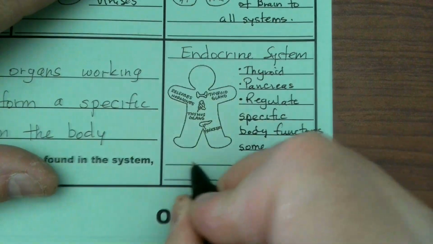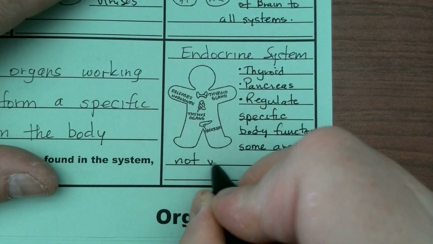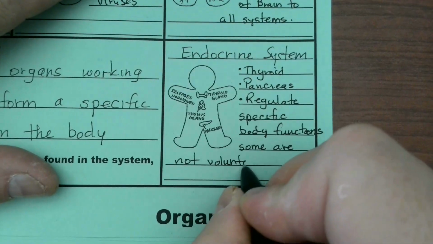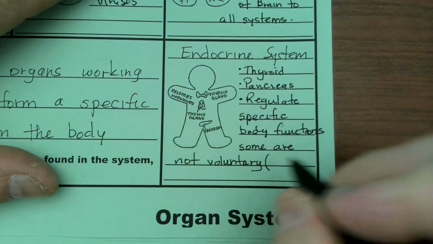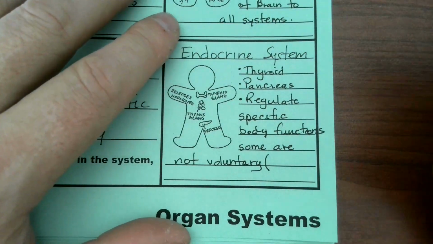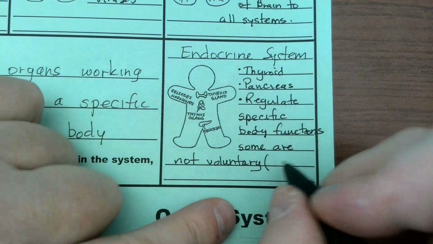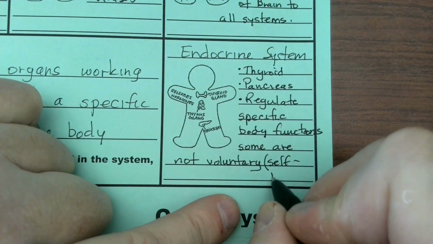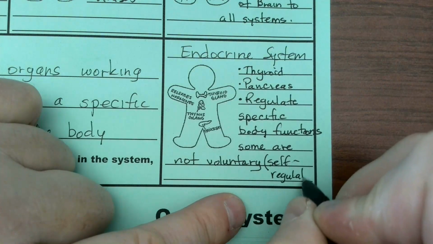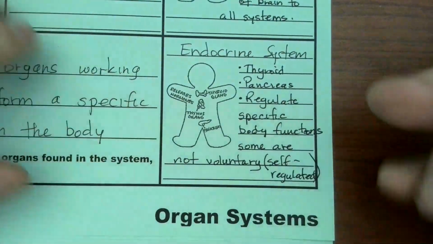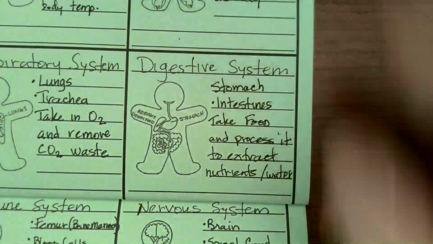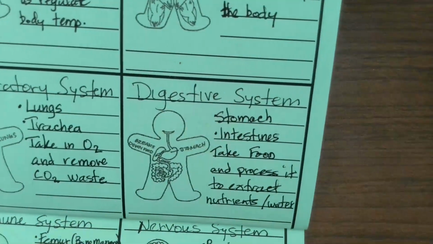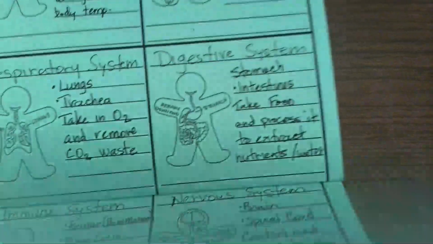Some of these body functions that hormones use are not voluntary. Means we don't control them. They kind of control themselves within our body, so we would say that's self-regulated. Hormones usually we don't have a lot of control over unless it's a built-in response.